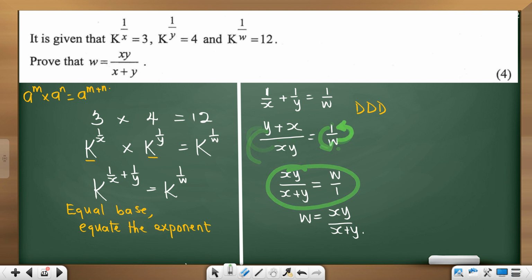Okay, sir. Now I understand because I was lost when you said y plus x over xy. Like, how did you arrive at that answer? But now I understand how it should be answered. Awesome. I'm glad.